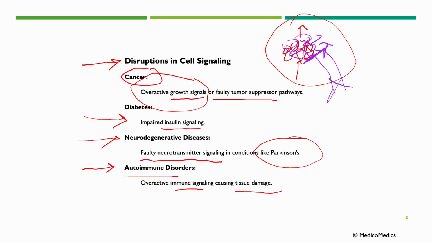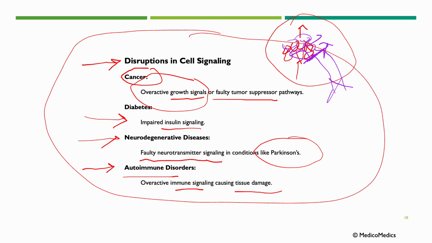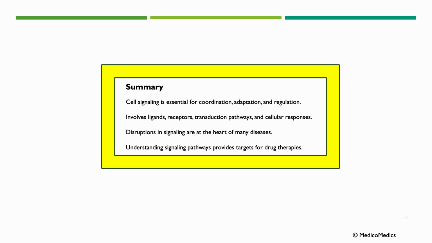So, in summary then, when signals misfire or don't get through, the whole system could break down, leading to different diseases. And here we mentioned four different types of diseases. So in summary then, cell signaling is essential for coordination, adaptation, and regulation. It involves ligands, receptors, transduction pathways, and cellular responses. Disruptions in signaling are at the heart of many diseases. Understanding signaling pathways provides targets for drug therapy.